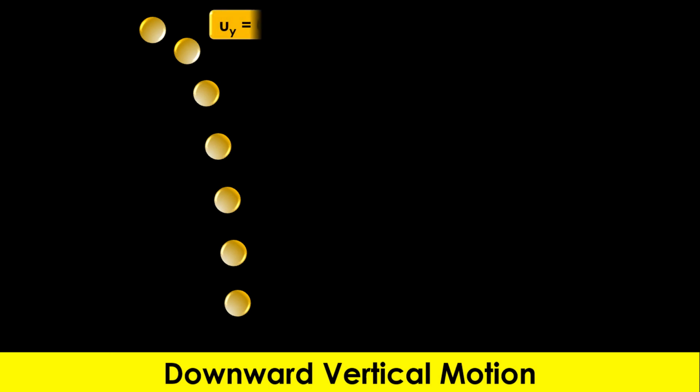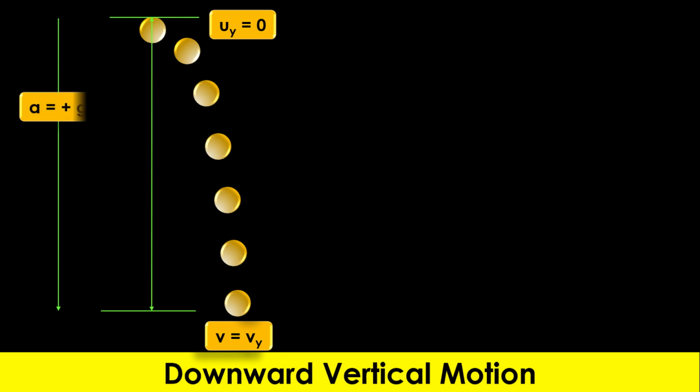In the downward motion, the initial velocity uy of the body is 0, while its final velocity with which it hits the ground is vy. Since it falls downwards, its acceleration a will be equal to positive g, and the time it takes to fall from its maximum height H to the ground remains as t.